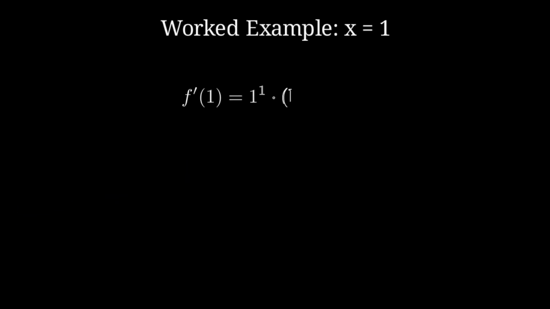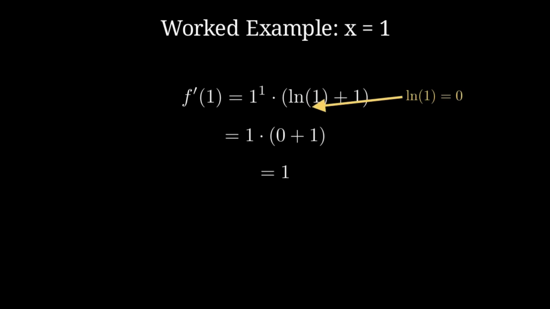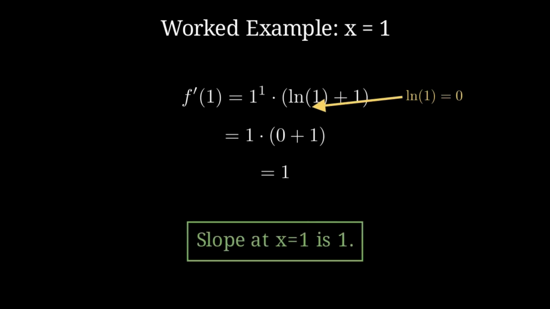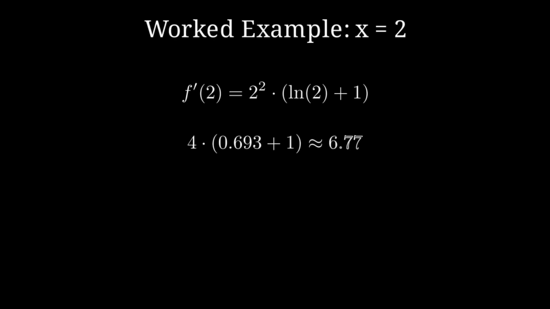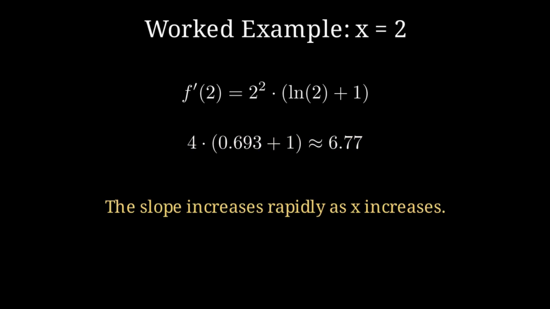At x equals 1, the value of the function is 1. Plugging these into our derivative formula, we get 1 to the power of 1 times the natural log of 1 plus 1. This simplifies to a slope of exactly 1. At x equals 2, the slope is 4 times the quantity ln 2 plus 1, which is approximately 6.77. This demonstrates how quickly the function x to the x grows and how its steepness increases as x moves to the right.